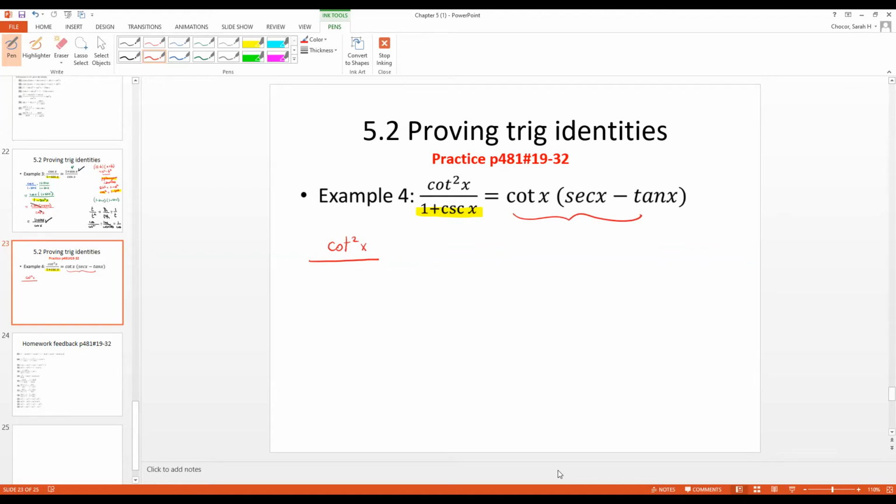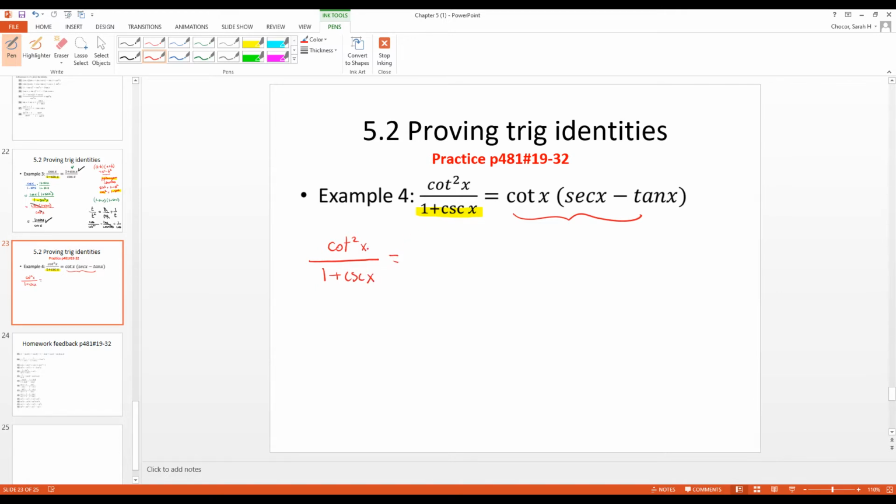Hi, this is the last example in proving trig identities. We are going to prove cotangent squared over 1 plus cosecant x equals that right side. So let's start. This could be done in different ways.